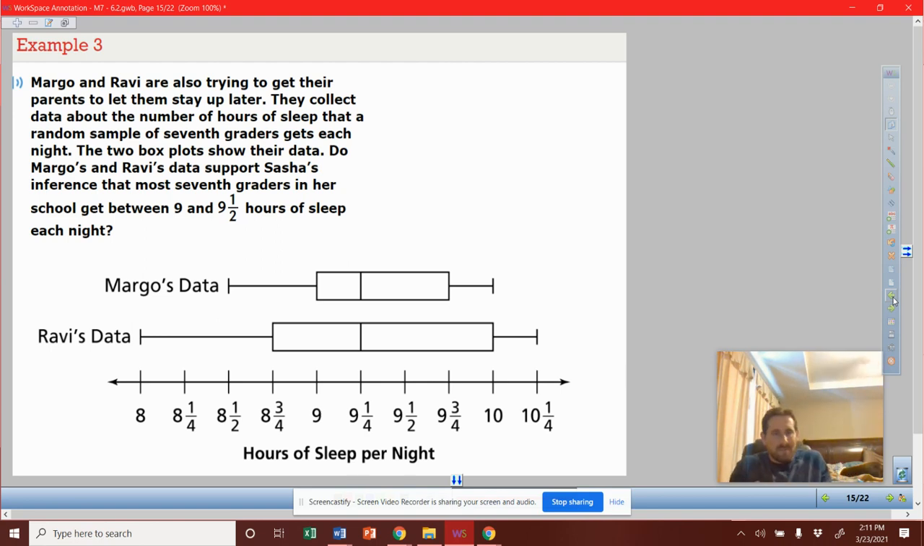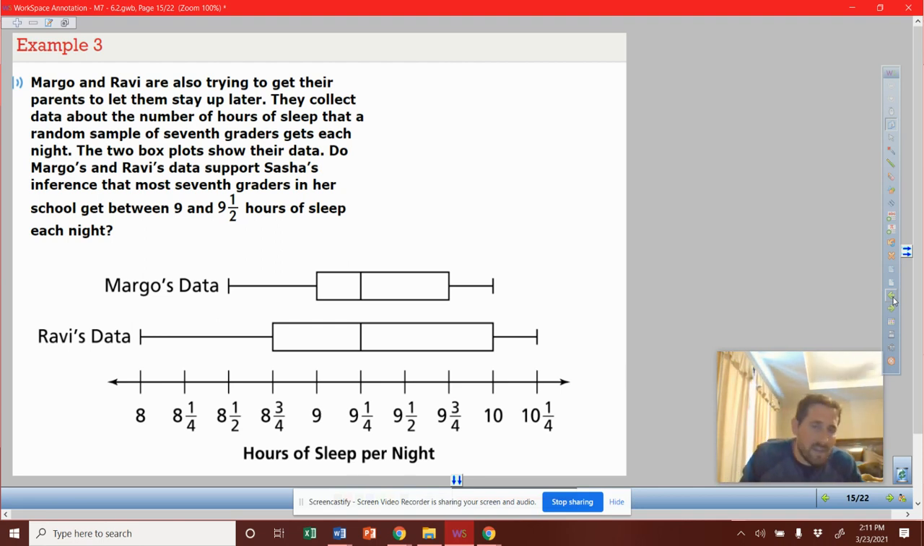So let me preface by saying that there are multiple answers to this. There's multiple ways that you can interpret this data to support what answer you may want to provide. So that's my first heads up.